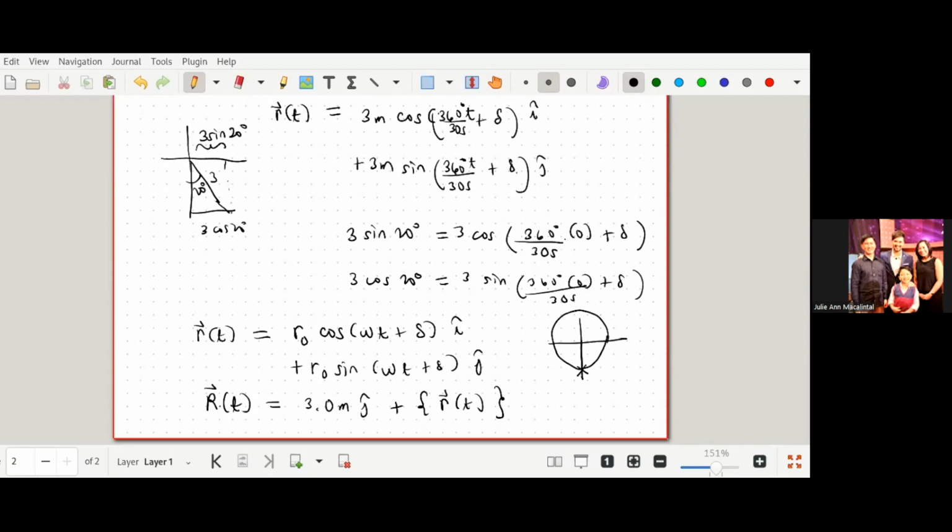Clear ba yun, yung process? Or kaya mo nang gawin to? Posible po, baka. Sige. So, stop sharing muna ako. Tapos tingnan ko yung gagawin mo.